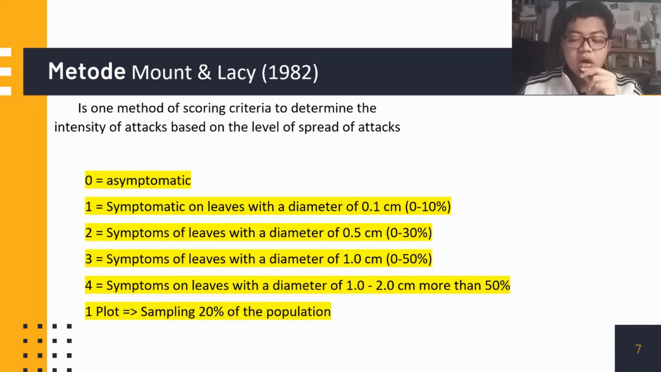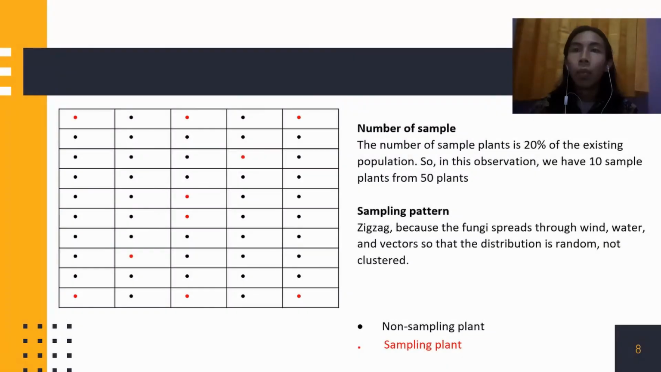In this plot, we use 20% samples over the total population. Number of samples: the number of sample plants is 20% of the existing population. So in this observation, we have 10 sample plants from 50 plants.